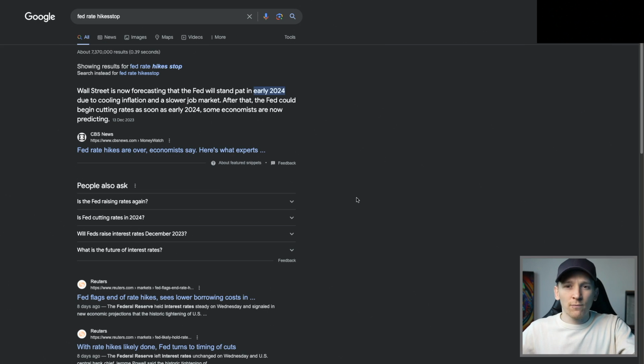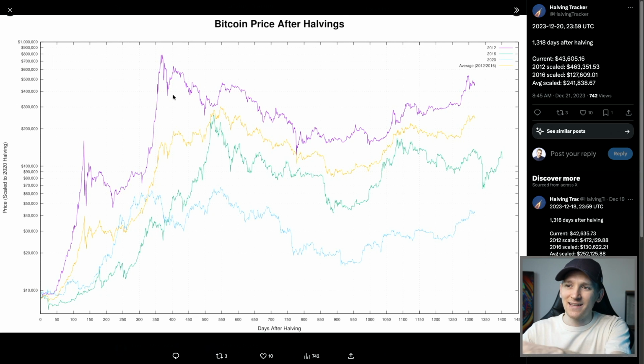Let's look at this. Some simple research shows you this. Wall Street is now forecasting cooling inflation, potential cuts coming in early 2024. That's bullish for risk assets. We also have the Bitcoin halving coming up.